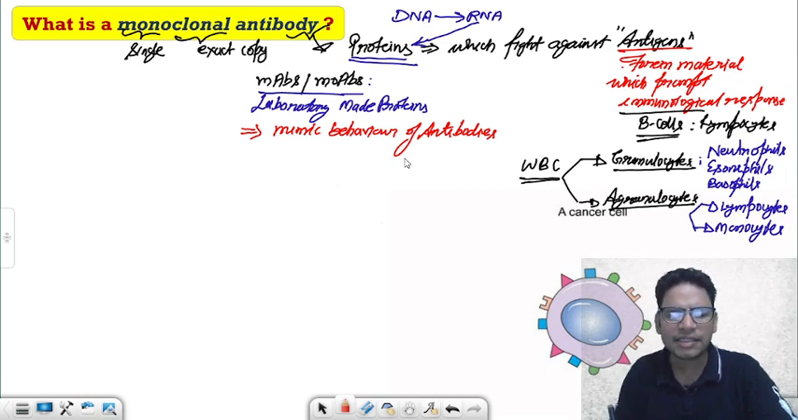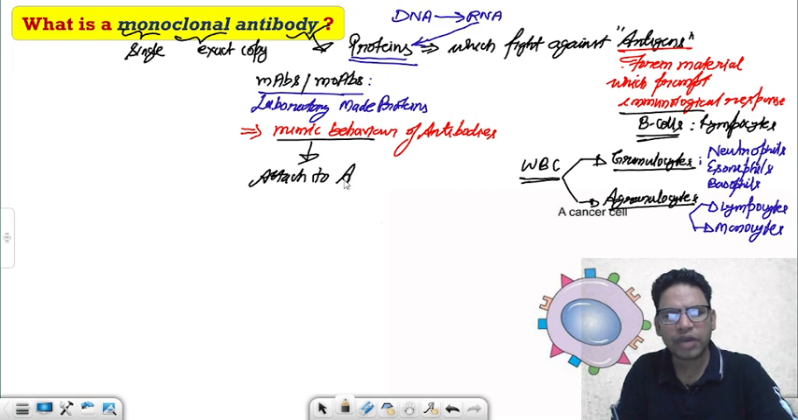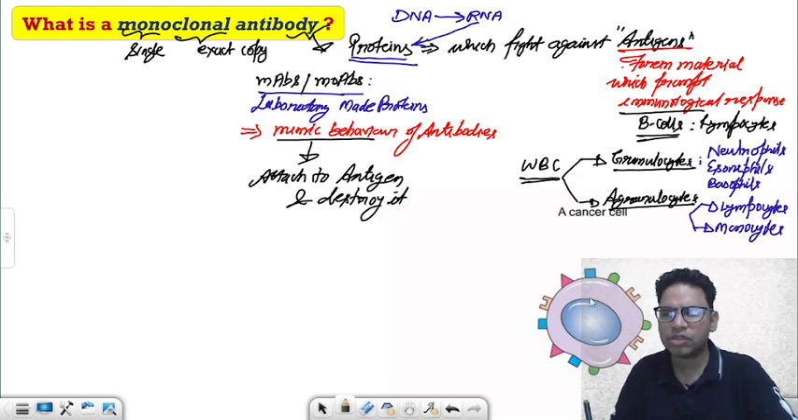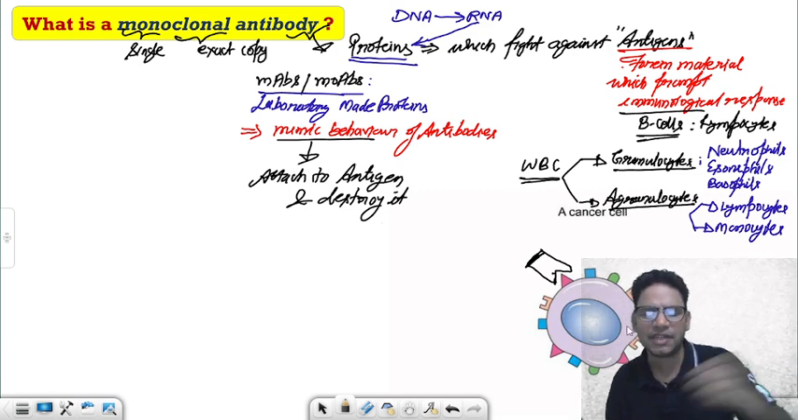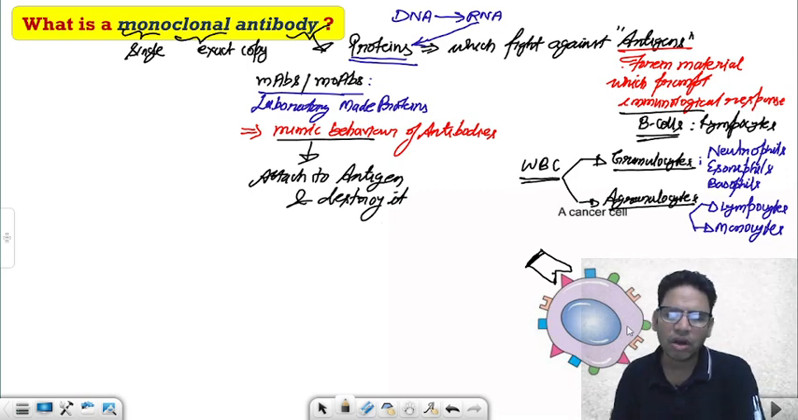Antibodies, what do they do? Again, repeating: mimic behavior simply means they will attach to the antigen and destroy it. Suppose in this picture, this is the antigen. Some antibody will be produced by the body, or maybe it is laboratory-made as we are discussing, and this will destroy this antigen. This is the basic functioning. So this first part is clear.